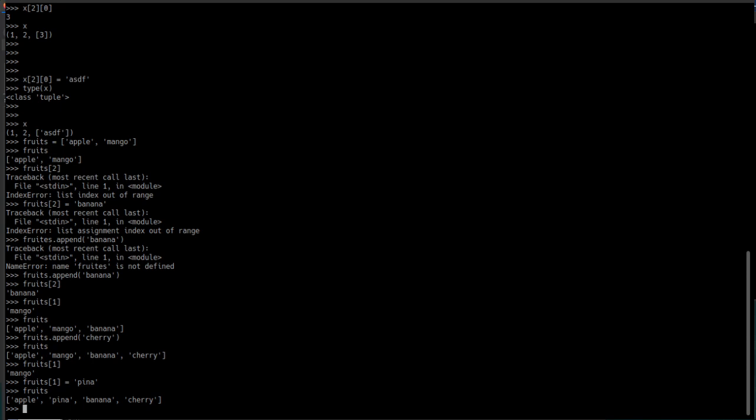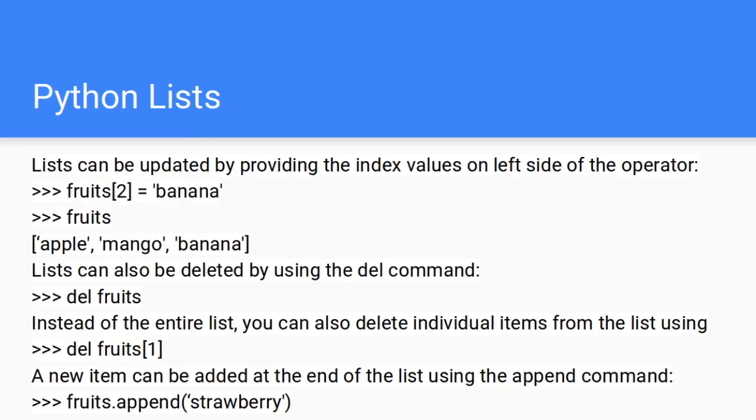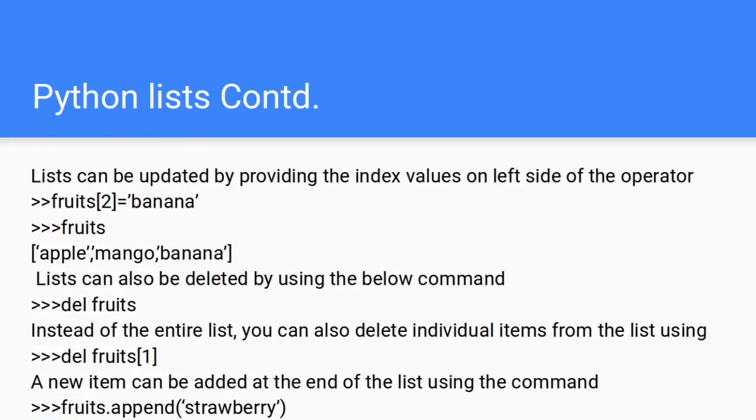It just changed it in place. So the list is definitely a mutable data type. And we can also delete it with del fruits. Lists can be updated by providing the index, as we saw.